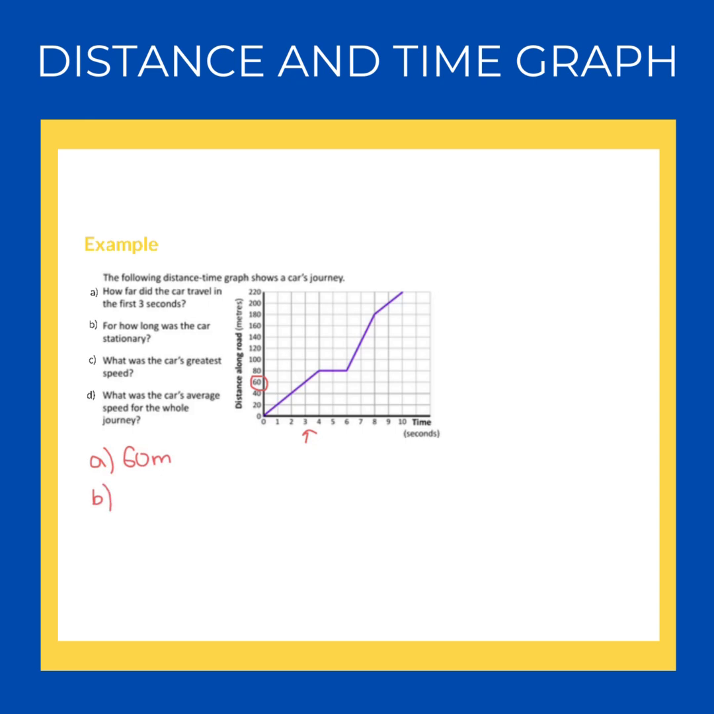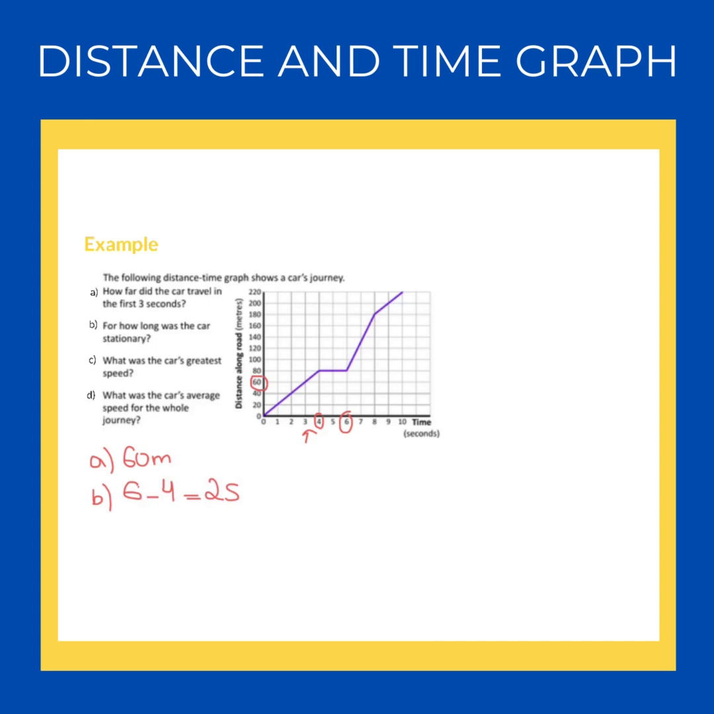Now in part B, it says for how long was the car stationary? By stationary, I mean that the car is not moving or the speed is 0. Whenever we have a horizontal line, this means that the gradient is 0, which means that the speed is 0. So for how long, it's basically the difference between 4 and 6. So 6 minus 4 is equal to 2 seconds. So the car stayed at rest for 2 seconds.